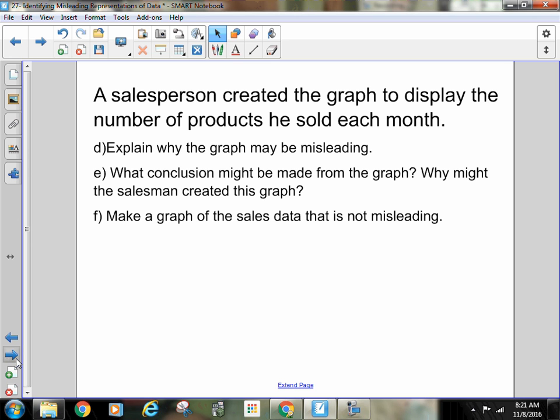Okay. E, what conclusion might be made from the graph? Well, that his sales increased a lot when really they didn't even increase by $100. Okay. Why might he have made that graph? Well, to make it look like he's done more than he did.